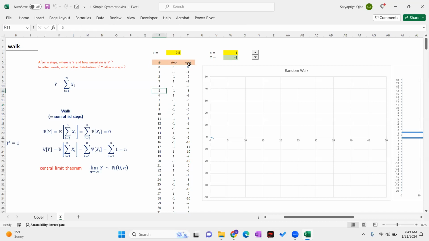So I'm taking random steps, and the walk is nothing but a running sum of the steps, correct? It's just a running sum of all the steps till that point. Simple stuff. Now, the question is, after one step, let's take it slowly, and then we'll speed up. After one step, n equal to 1, what are the possible values of y? Y is the walk. After one step, what would be the possible values of y?